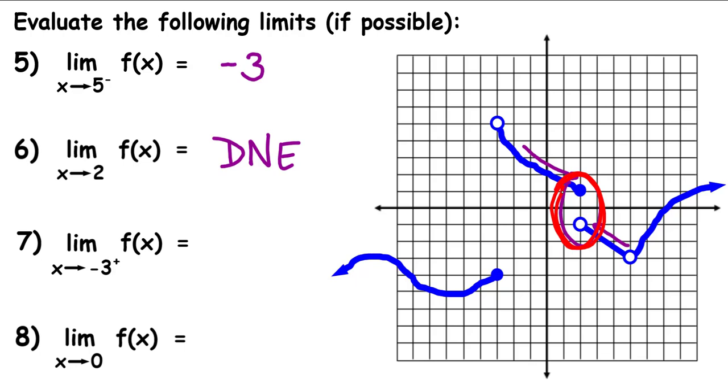Infinite discontinuity also does not exist. So let's say that you had part of the graph that went to positive infinity, like so. The other part of the graph went to negative infinity. That obviously doesn't have a limit either.